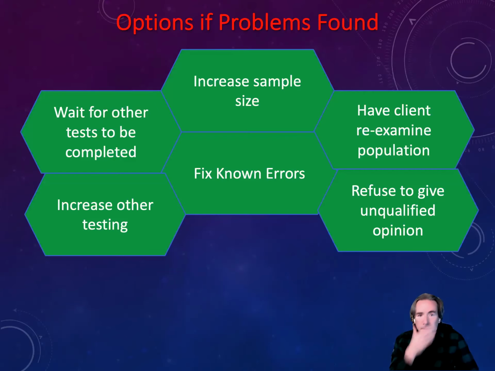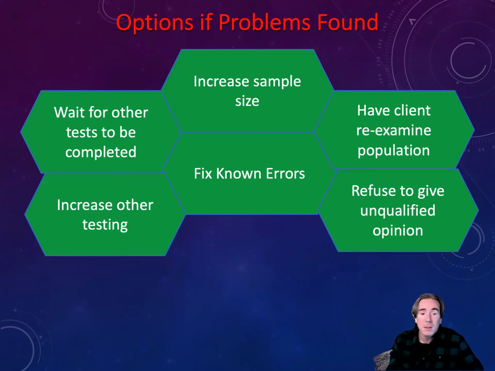So what happens if you find a problem? And that's going to happen in any audit. You're going to find a problem. Well, the first option is you can increase your sample size. Sometimes the reason why we conclude there's a problem is we have very limited evidence. So we can increase the extent of our testing.